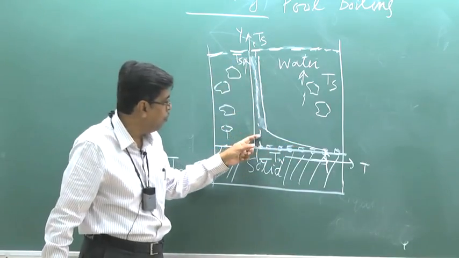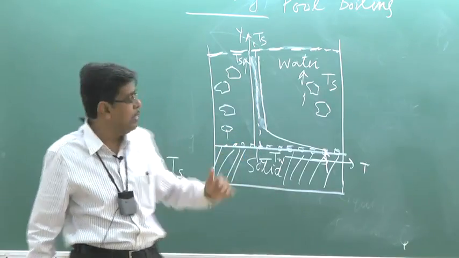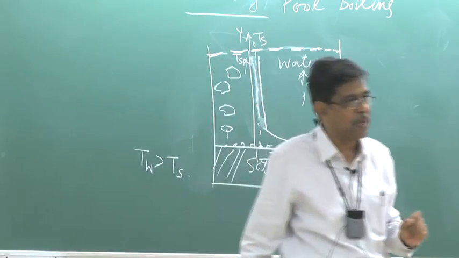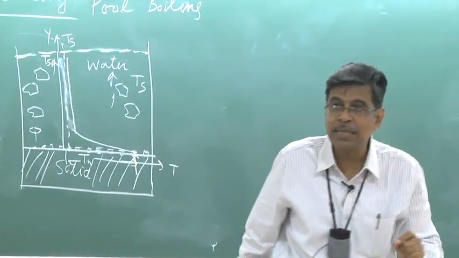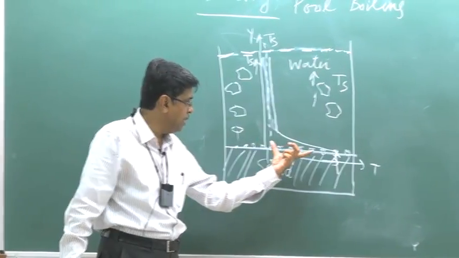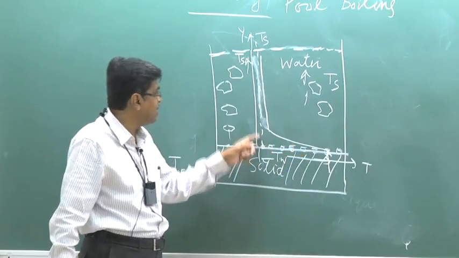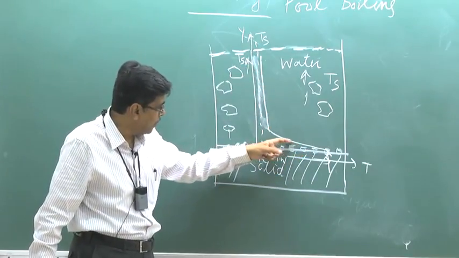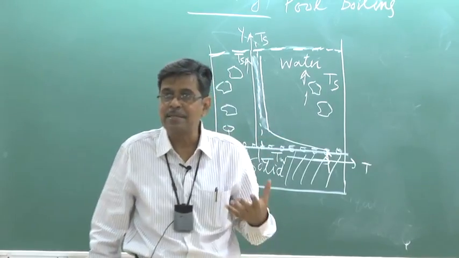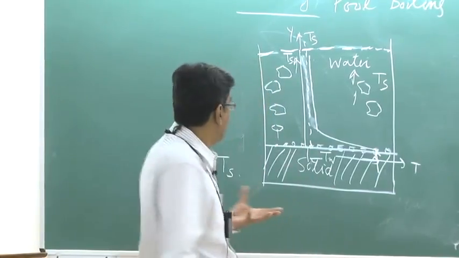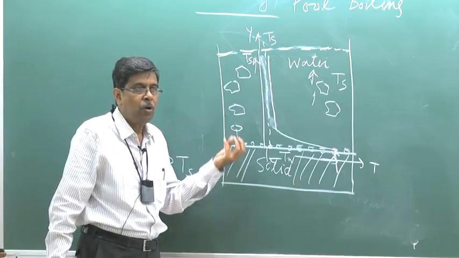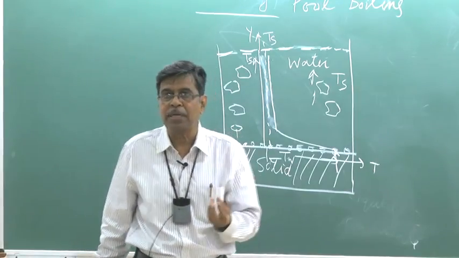So what happens? The liquid near the surface, and even above the surface, is always at a temperature higher than the saturation temperature. This is a metastable state. You understand that this surface is at, for example, 110 degrees Celsius, drawn in a very exaggerated or amplified manner, and this is 100 degrees Celsius. So the liquid temperature here is always more than 100 degrees Celsius. That means the liquid is in a superheated state. This is a metastable state. Now what happens? A vapor bubble which is formed, whether it will grow or collapse, depends upon the heat transfer.